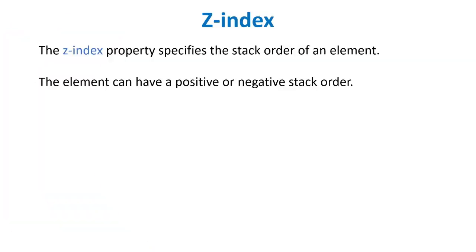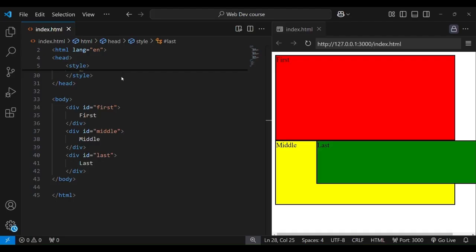The z-index property specifies the stack order of an element. The element can have a positive or negative stack order. Let's see some quick demonstration. Here we have taken 3 div elements, first, middle and last. Each div element is styled differently.